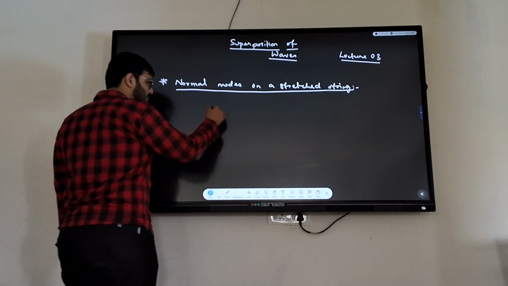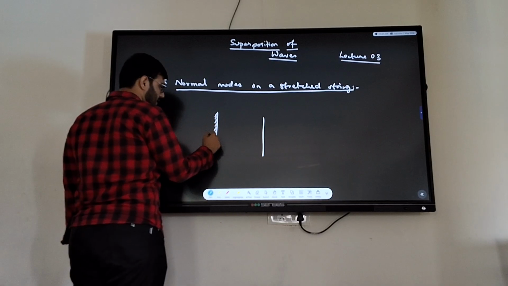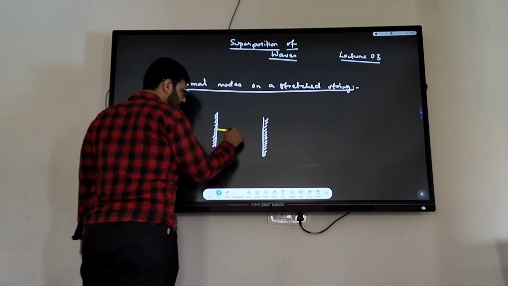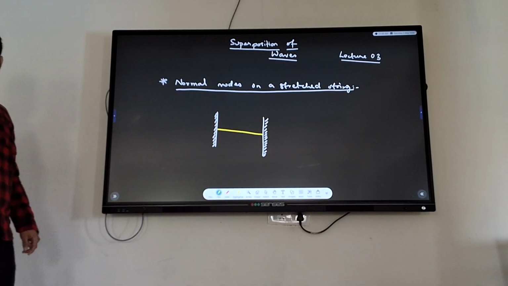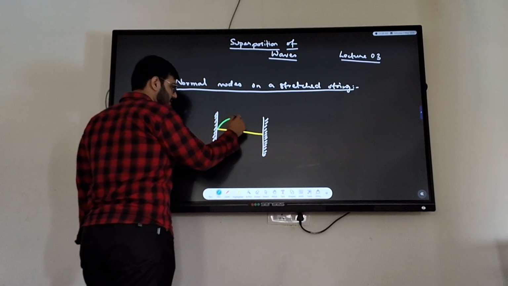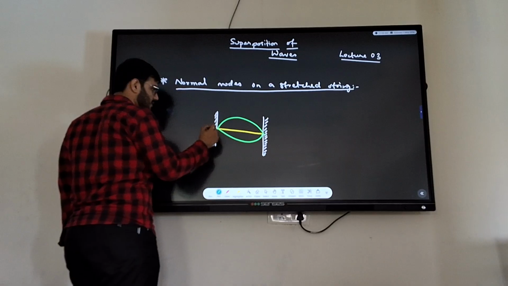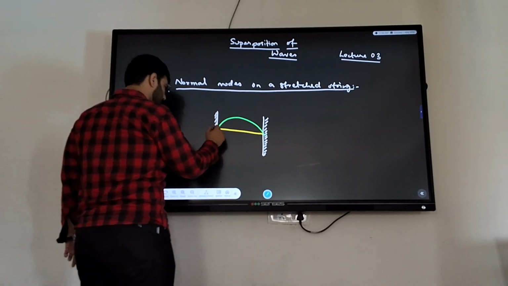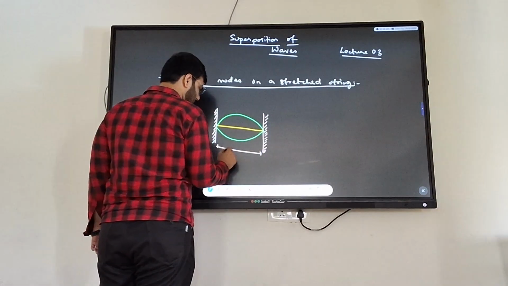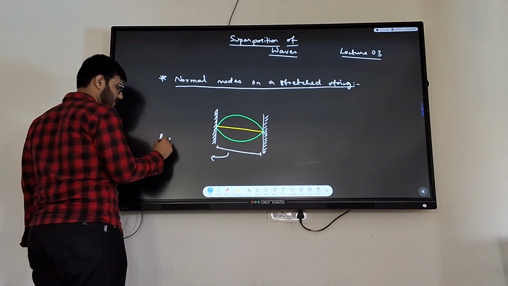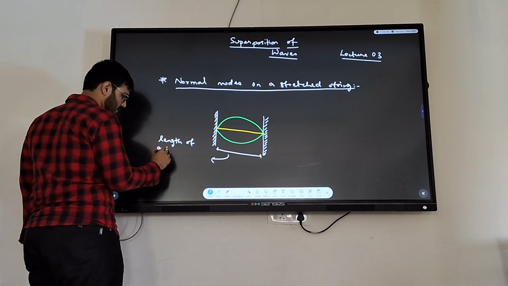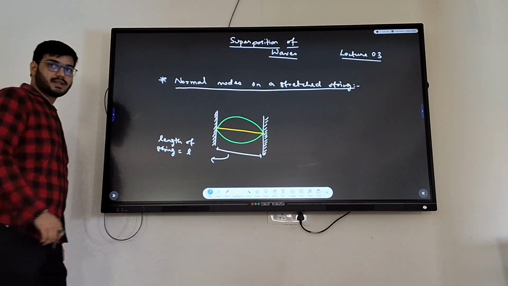So let's say you have two walls, and in between them there is a rubber band or some kind of string. Yes? And then you pluck it. You pluck it at different positions such that you have one of the waves something like this, maybe something like this. Okay? And let's say the length of the rubber wire, the length of the string, is L.